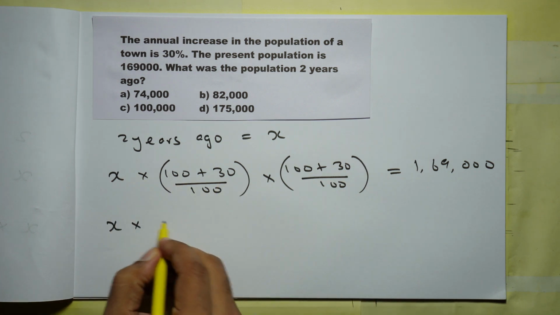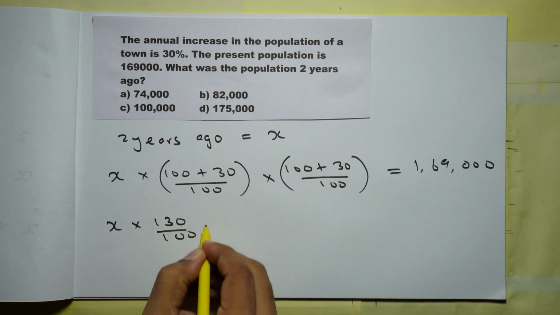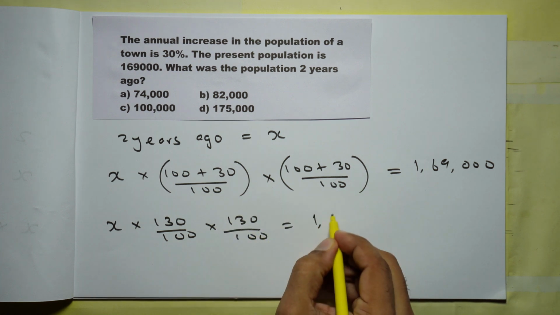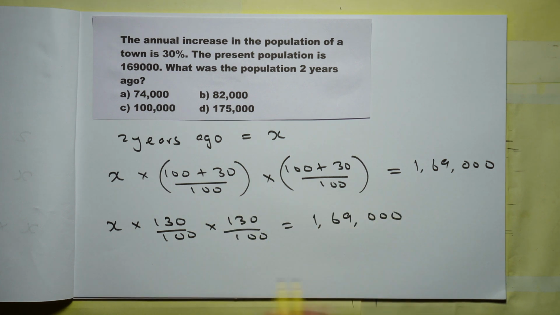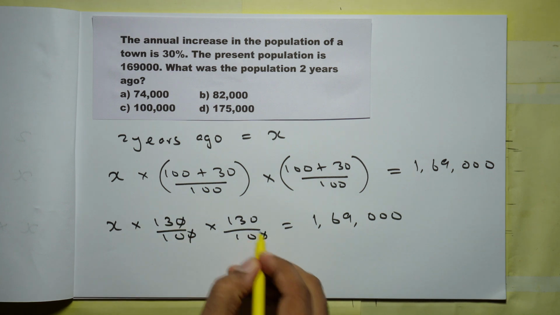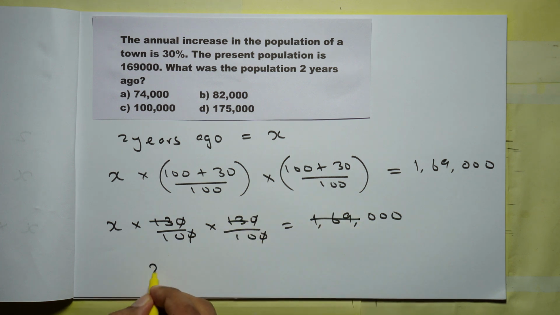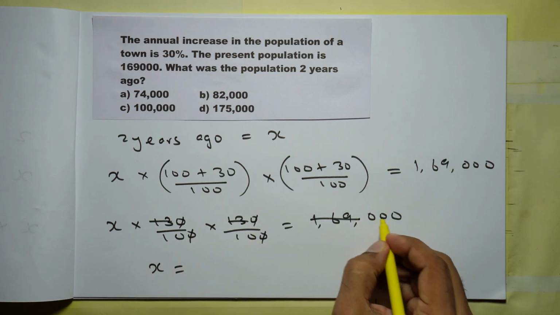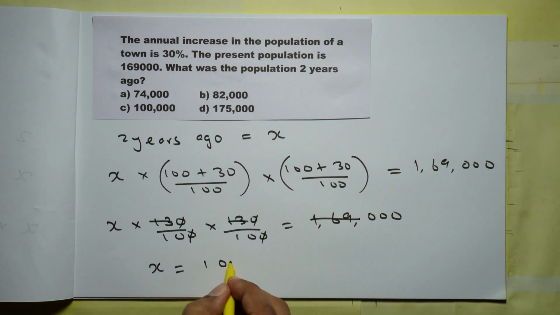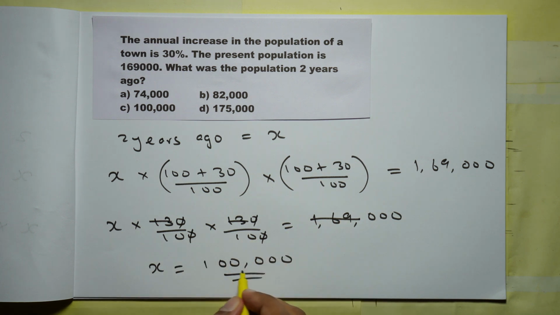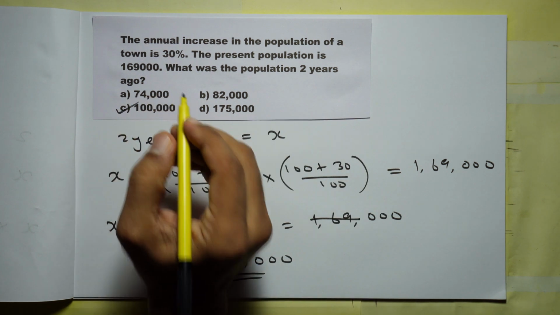X into 100 plus 30 is 130 by 100, into again 100 plus 30, 130 by 100. That is 1,69,000. I'll cancel out the zeros here. 13 into 13 is 169. I'll cancel here. So you will get X is equal to 10 into 10 into this 1000. So that will be 3 zeros here and these 2 zeros also. So X you will get it as 100,000. That is 1 lakh. So X was the population 2 years ago. That is 1 lakh. Hence option C.